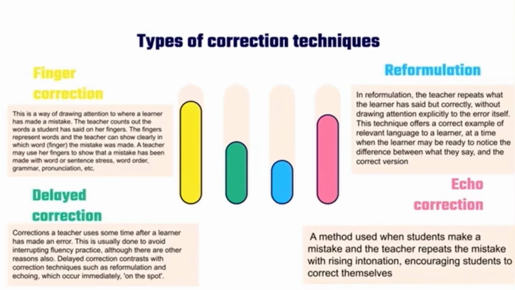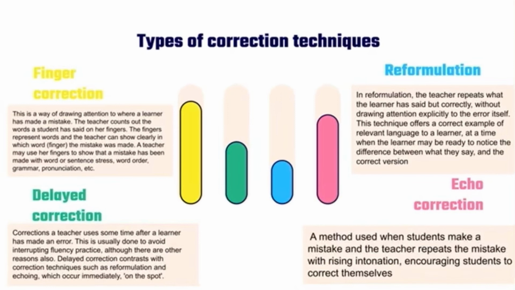Next one, it is delayed correction. Corrections a teacher uses some time after a learner has made an error. This is usually done to avoid interrupting fluency practice, although there are other reasons also. Delayed correction contrasts with correction techniques such as reformulation and echoing, which occur immediately, on the spot. Reformulation. In reformulation, the teacher repeats what the learner has said, but correctly, without drawing attention explicitly to the error itself.